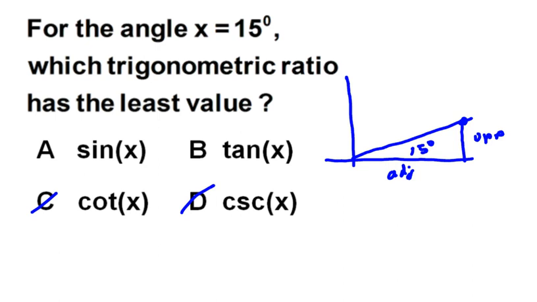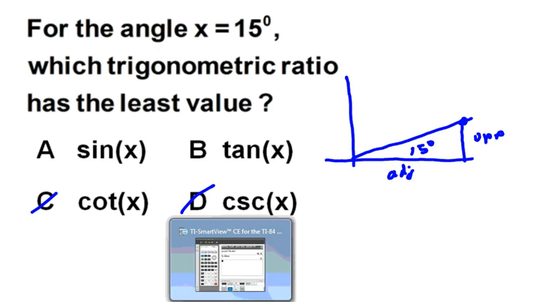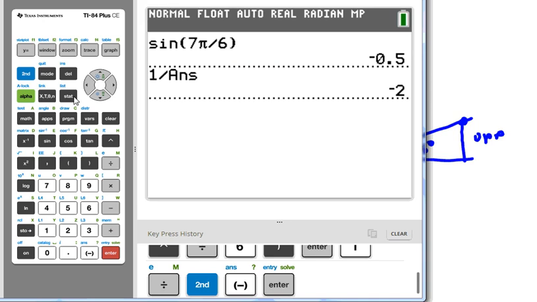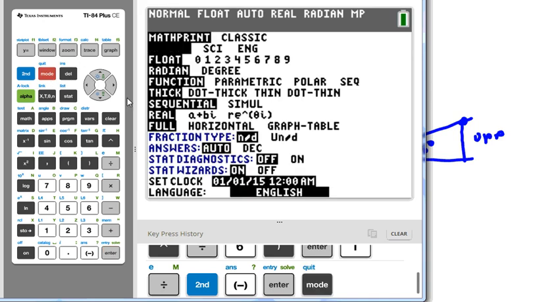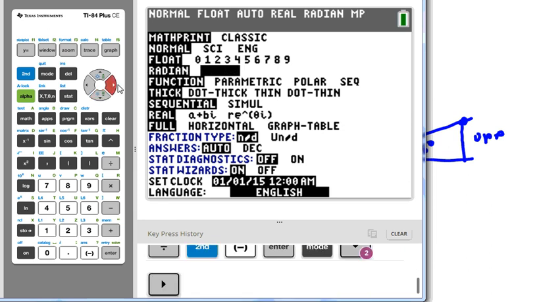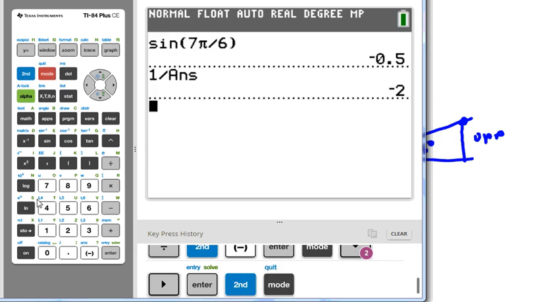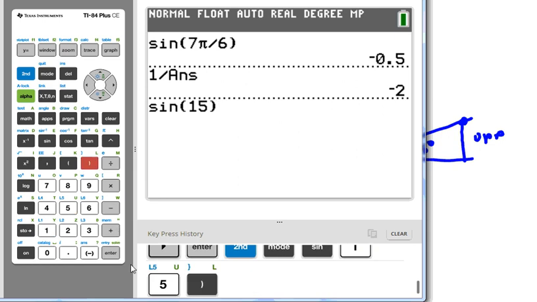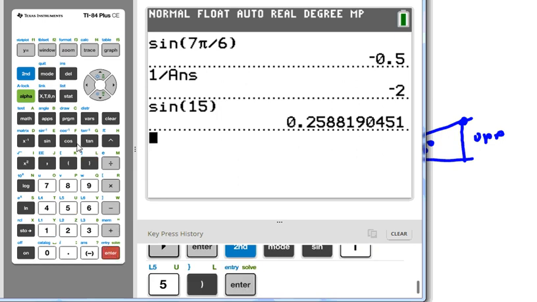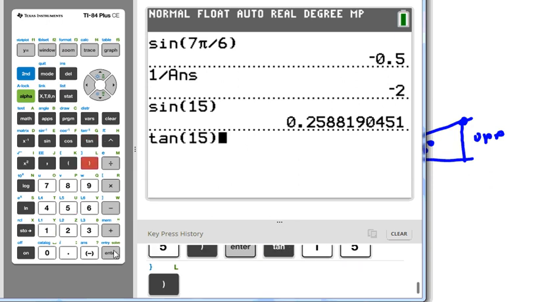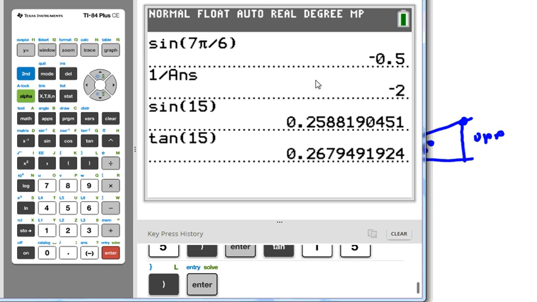I can convert this 15 degrees into radians, but the more simple thing to do in my calculator, so it's between sine x and tangent x. So we go here, and I'm going to convert this in the mode. So it's between sine 15 degrees and tangent 15 degrees. Those are the candidates. So our least value is sine.